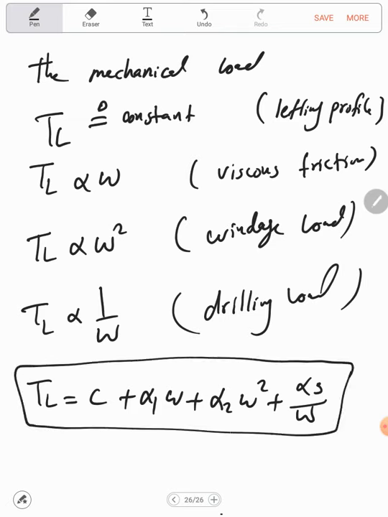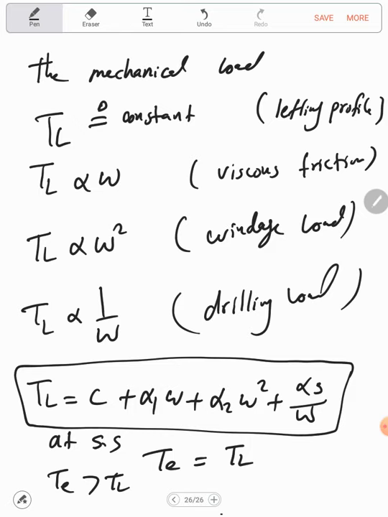Now what I need to understand is that at steady state, TE must equal TL. Also, for the motor to start, TE must be greater than TL. This is also an important thing to remember.